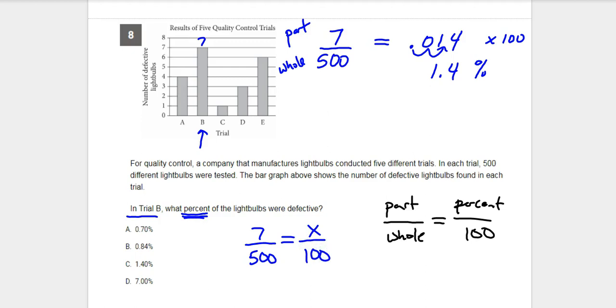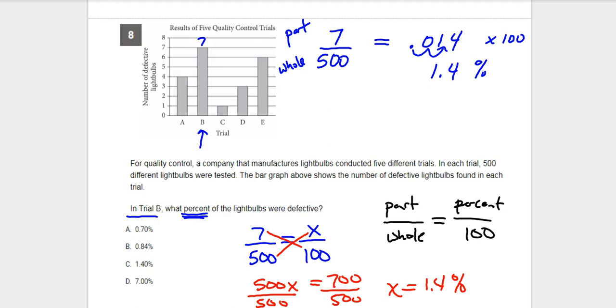And a couple different ways you could do this. The hardcore way of solving proportions is just cross multiply. And you could do that and do this. And so multiply both of them, and then divide both sides by 500. And you'd also get x equals 1.4. And you wouldn't need to worry about moving the decimal. That percent proportion, it's already built in. That's why the 100's in there. So you could do it that way.